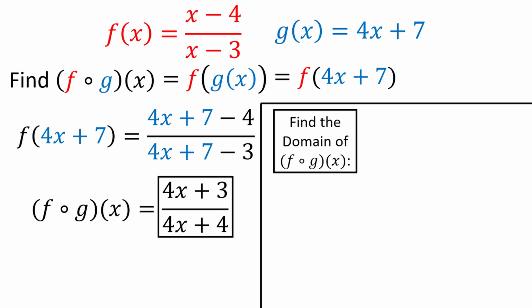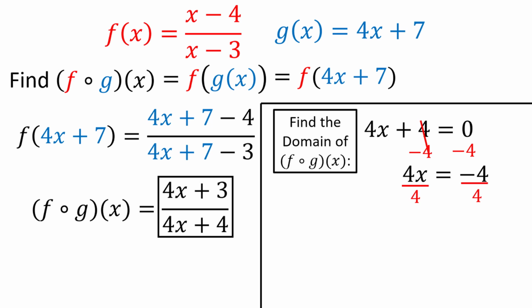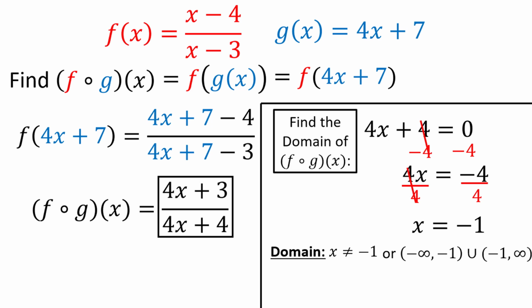We can find the domain by setting the denominator 4x + 4 equal to 0. Subtracting 4 from both sides, we have 4x is equal to negative 4. Dividing both sides by positive 4, we have x is equal to negative 1. The domain includes all values such that x is not equal to negative 1. Or in interval notation, we have negative infinity up to negative 1, union negative 1 up to infinity.